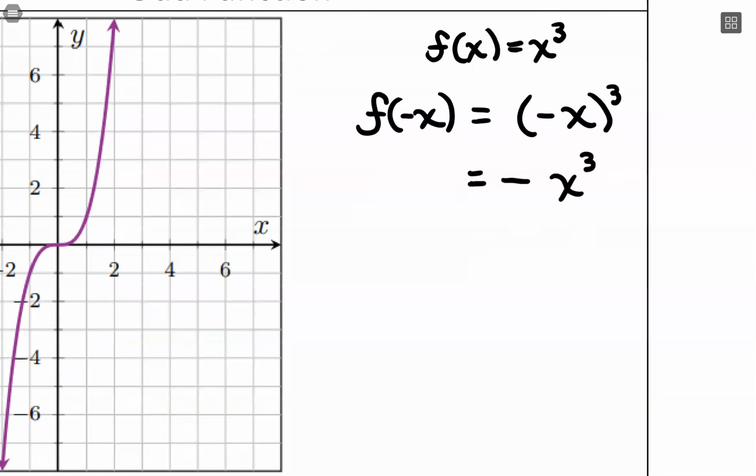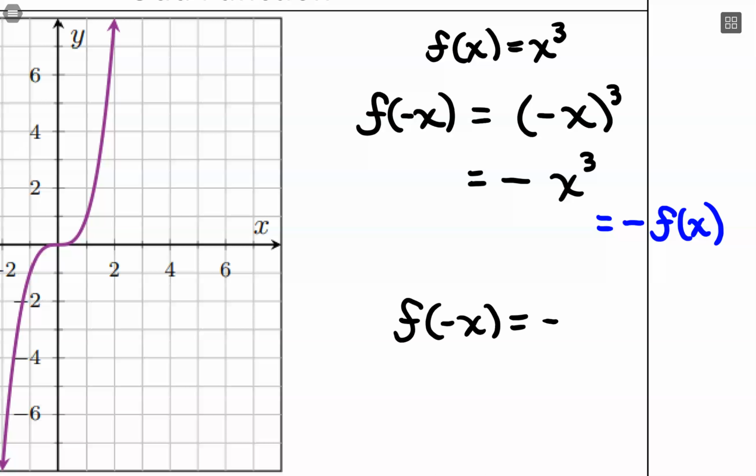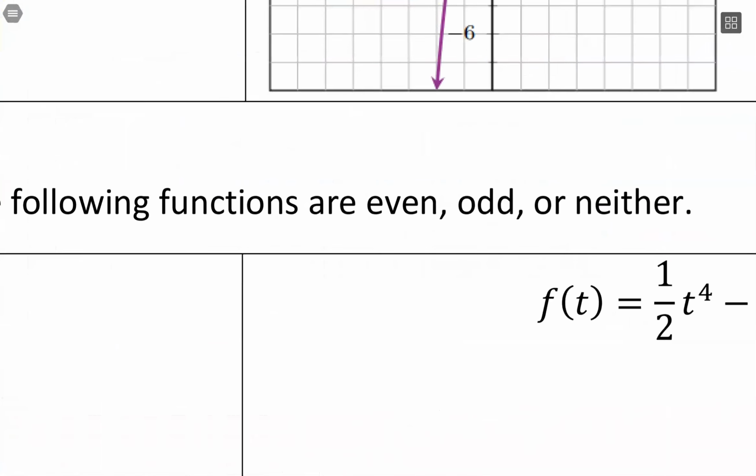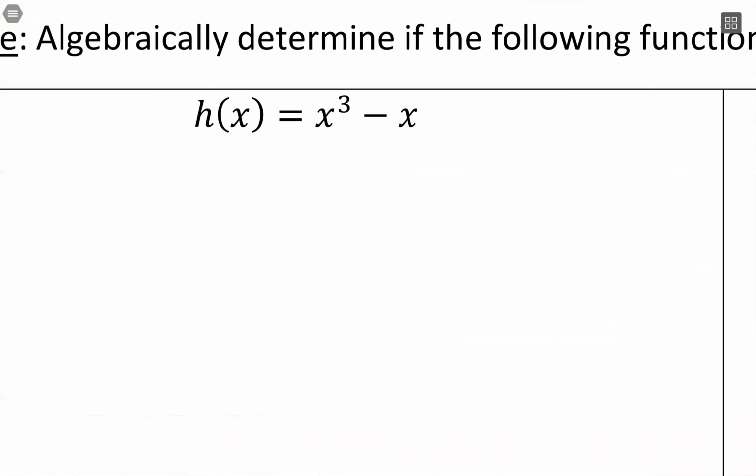So that negative x cubed, well, that's the same thing as negative 1 times our original function. That's the same thing as negative 1 times just f of x, where f of x is x cubed. So with this, we're showing that f of negative x is the same thing as negative f of x. And we'll practice this more down below here. So let's see that with our functions.